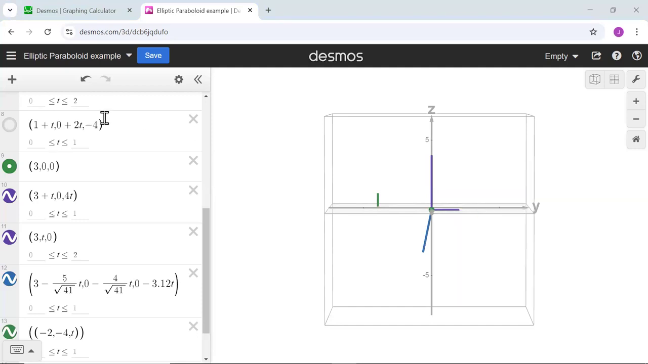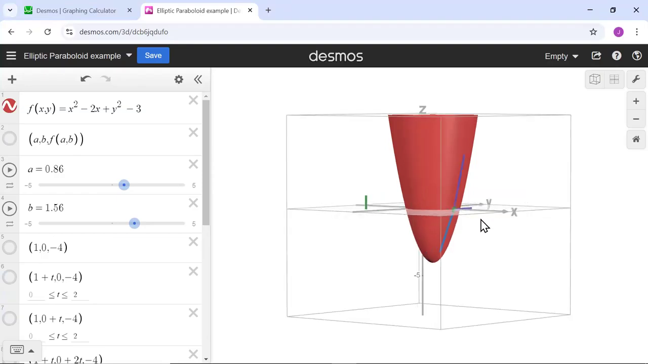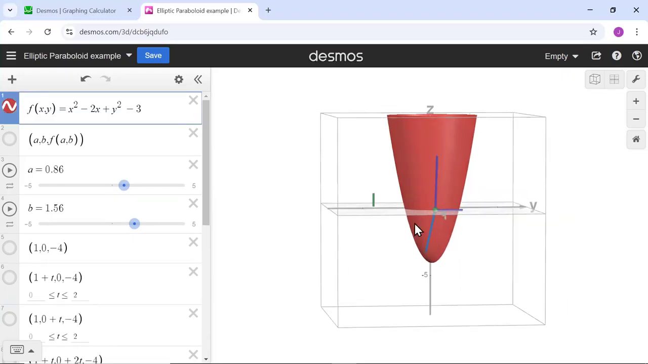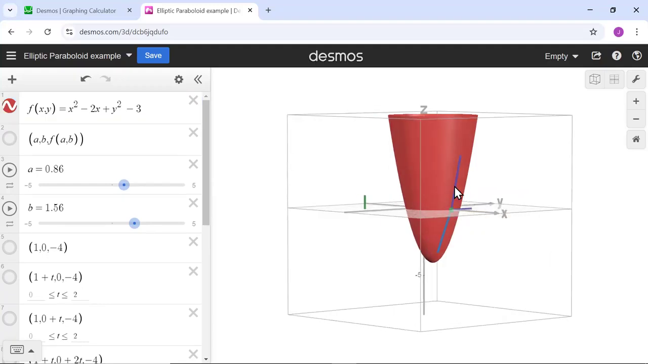Hopefully that makes sense. So going that way, moving down, it's not quite the same as this, but it's a linear combination of f sub x and f sub y, and that's what we're getting.